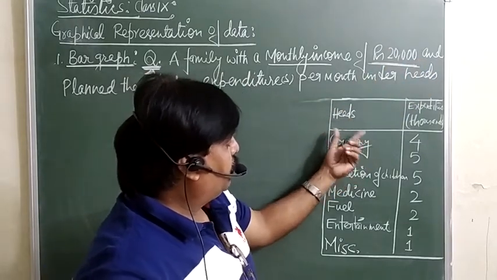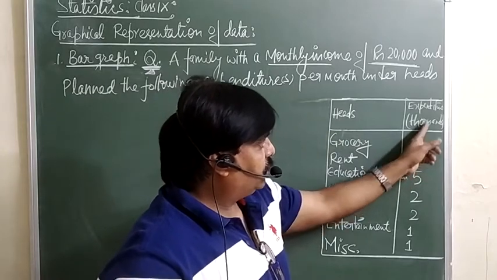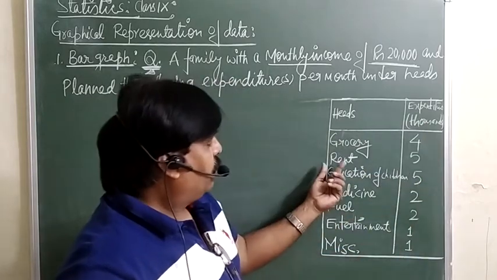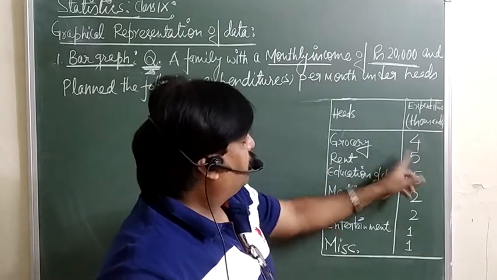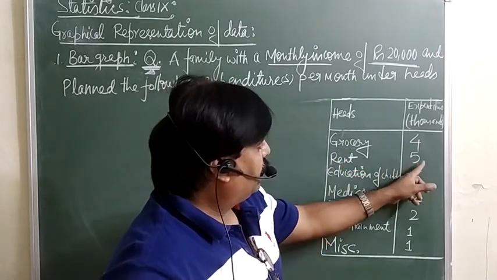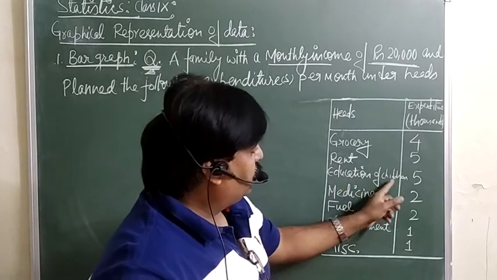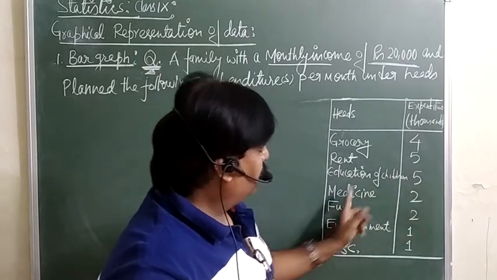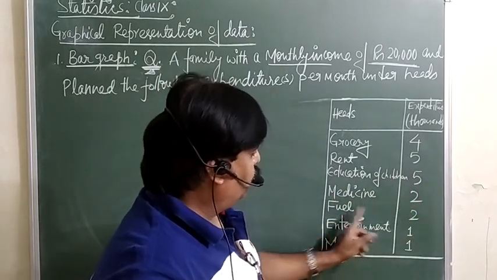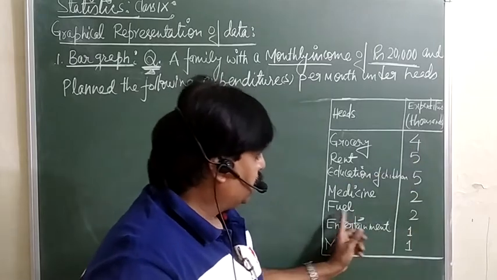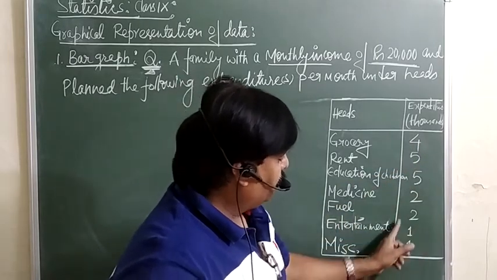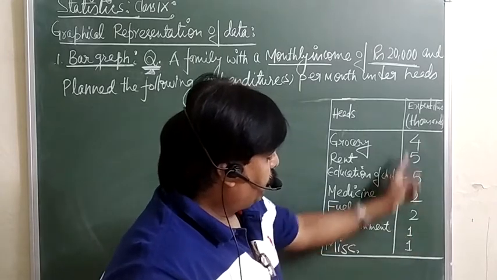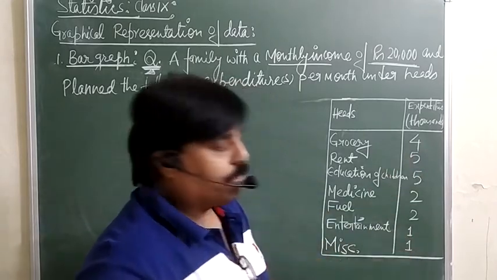They are going to spend on groceries 4,000. This is given in 1,000s only. On rent the expenditure is 5,000. For education they are going to spend 5,000. Medicine 2,000. Fuel is 2, given in 1,000s, so 2,000. Entertainment they are going to spend 1,000, and miscellaneous is 1,000.